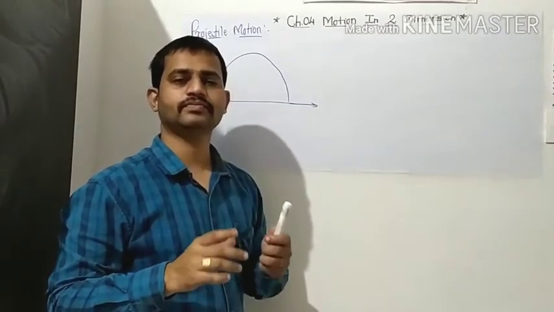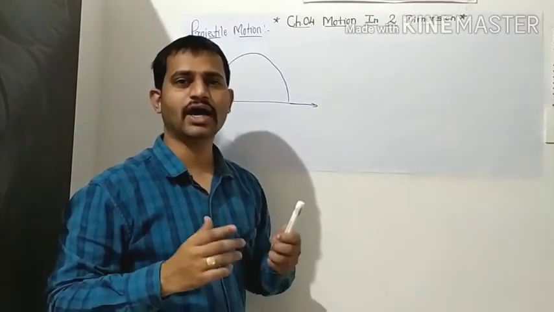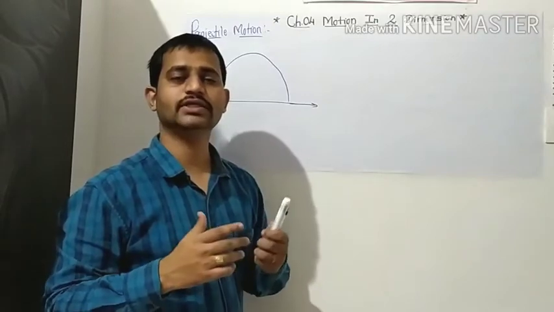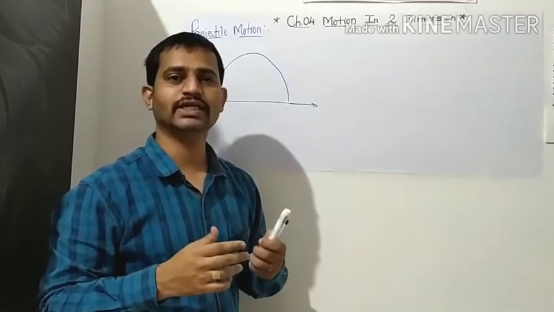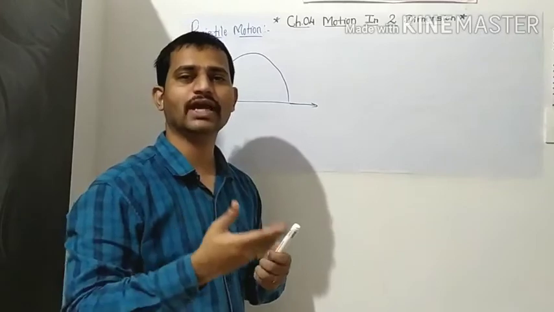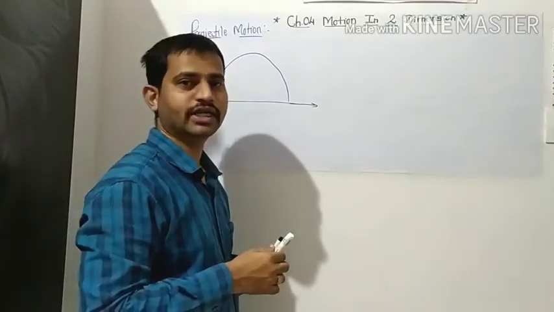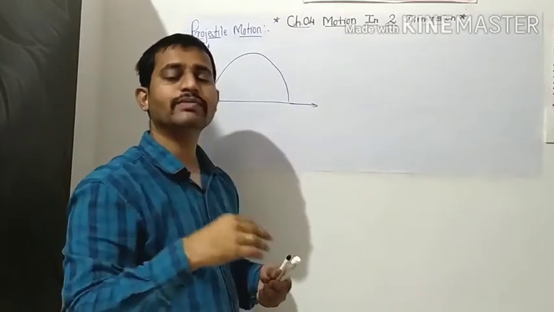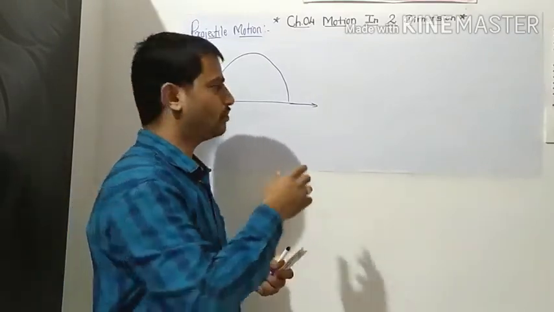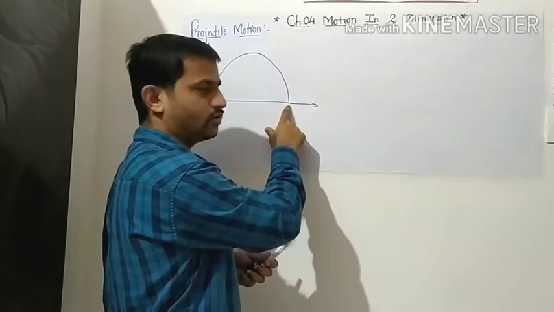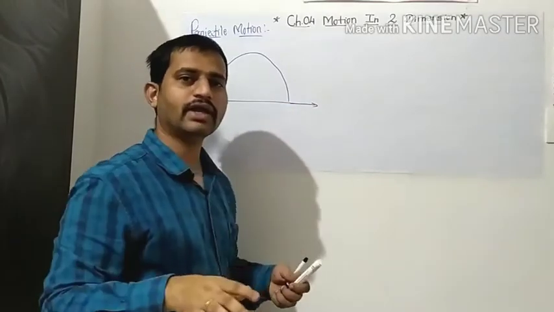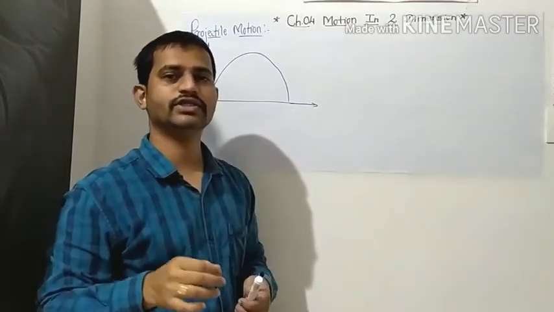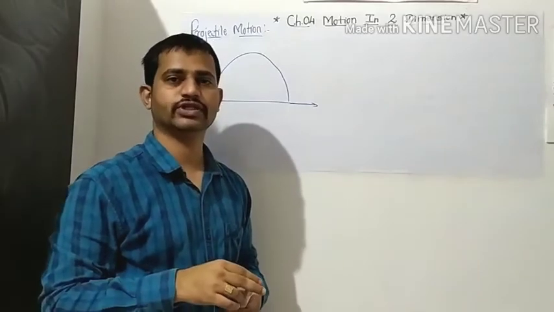In this case, how much is the maximum height the object can attain, or how much time will the object require to reach from this initial position to this final position, and how much will be the velocity when the object falls down on the ground surface. All these features we have to study in projectile motion.